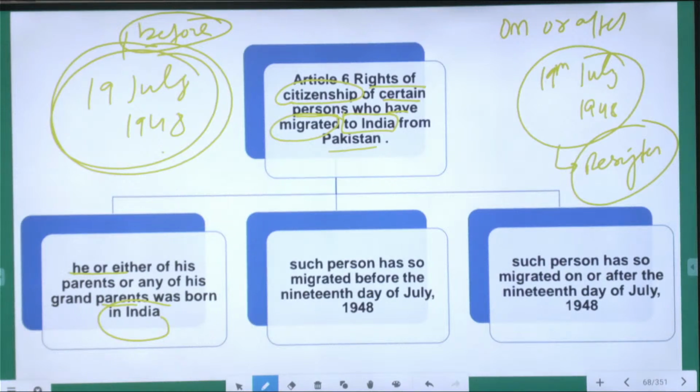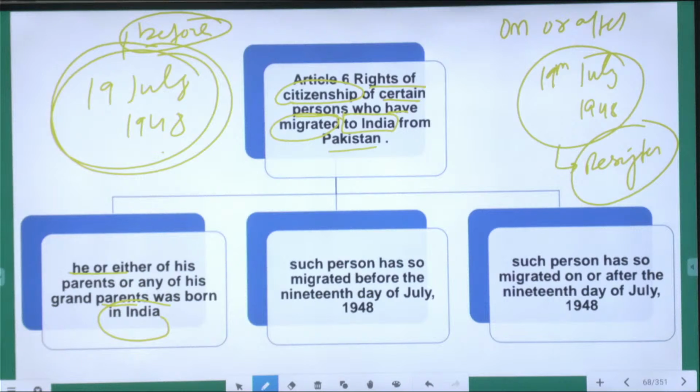What will be the status of the person who migrated to India from Pakistan? Article 6 says that if a person migrated to India, he will be considered a citizen if either he himself was born in the territory of India, or his parents were born in the territory of India, or his grandparents were born in the territory of India. Suppose the grandparents were born in India, but he himself was not, and he wants to come back to India.